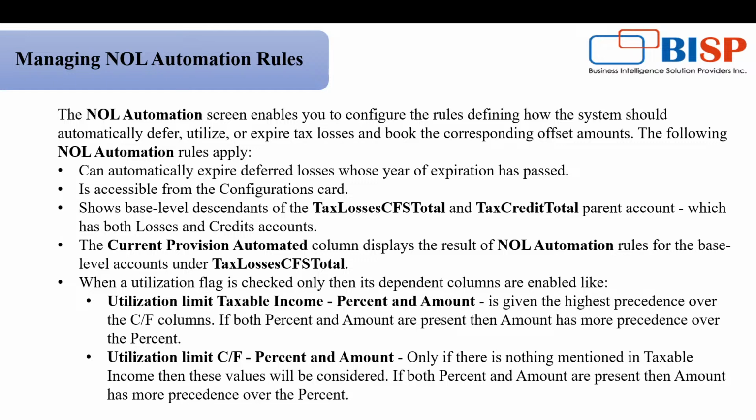Then we have the precedence rule, which is actually critical. You have to memorize these. The tax income limit fields, that is the percent and amount, have the highest precedence. If both percent and amount are entered for the tax amount, the tax income amount takes precedence, that is the fixed amount limit beats a percentage, right? If nothing is entered in the tax income field, the system considers the utilization limit.